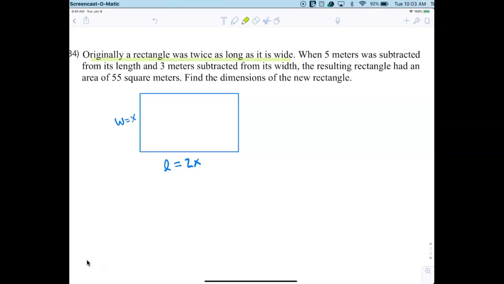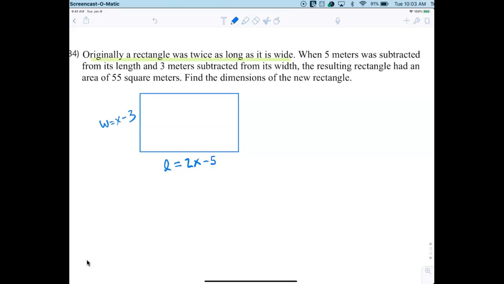Now it says, when 5 meters was subtracted from its length, what's the length going to be now? Thank you, 2x minus 5. So if I were to subtract 5, and then what? So what would the width be? Yes, the width would be x minus 3. The resulting rectangle had an area of 55 square meters. So what would be the dimensions of the new rectangle?